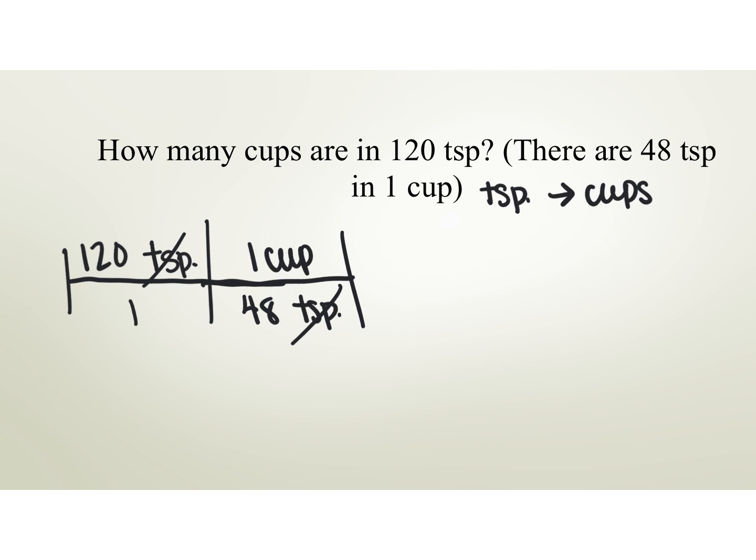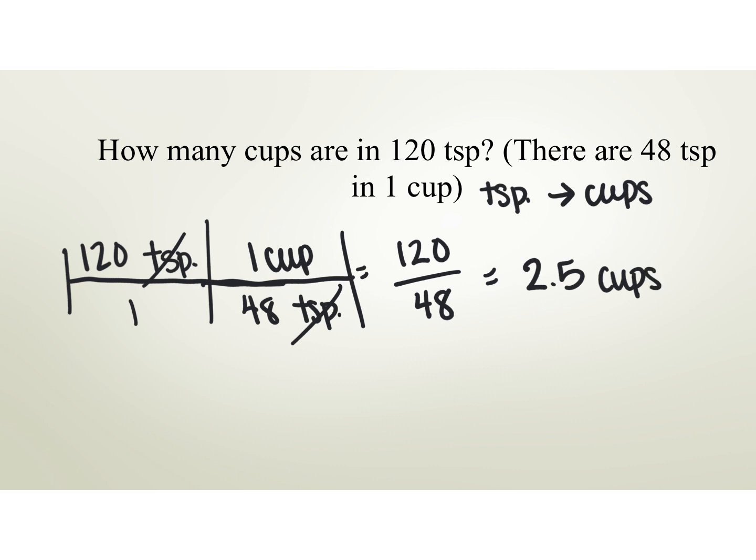Okay, this time, what's 120 times 1? Okay, then we multiply the bottom row. What's 1 times 48? Okay, now you just divide. So what's 120 divided by 48? 2.5? Okay. And what's your unit? Good. Cups.